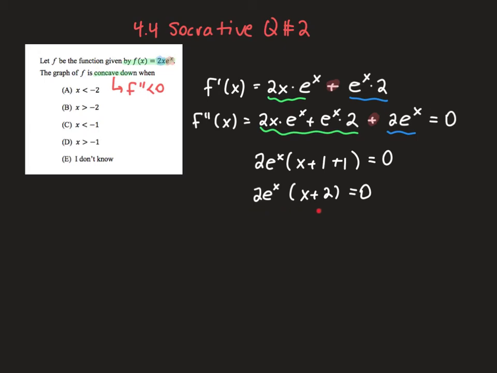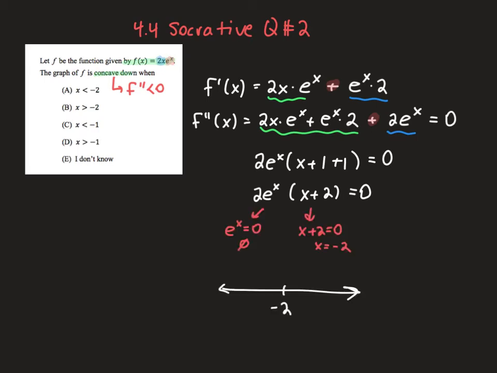When I set this equation equal to 0, I need one of these factors to equal 0. This e to the x will never equal 0. No matter what x is, this will always be a positive number. The only place that I'm going to get a 0 is this x plus 2 factor. That's going to give me x equals negative 2 as a 0.